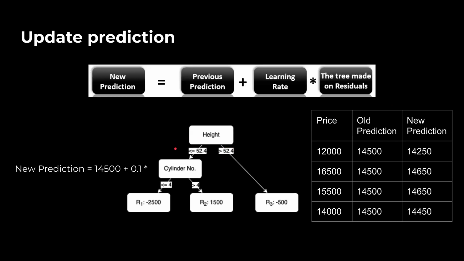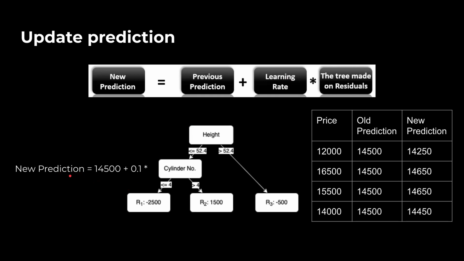So then we update our prediction, right? So new prediction is equal to the previous prediction plus the learning rate times the tree made on residuals. And again, remember that the tree basically predicts the residuals, aka the gradients. So we're literally taking the previous prediction and then moving it in the direction of the gradient multiplied by some learning rate. And that's why this whole model is called gradient boosting, because we're literally boosting our gradient with every single decision tree.